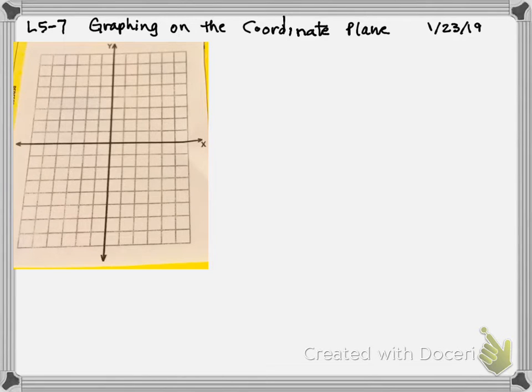So today we're going to talk about what the graph needs to look like. Then we're going to talk about how to graph ordered pairs. And last, we're going to actually do some practice on this graph itself. So let's talk about graph setup. So what do you need your graph to look like?